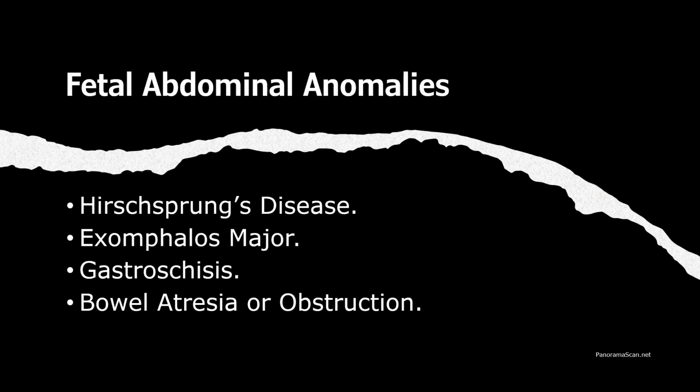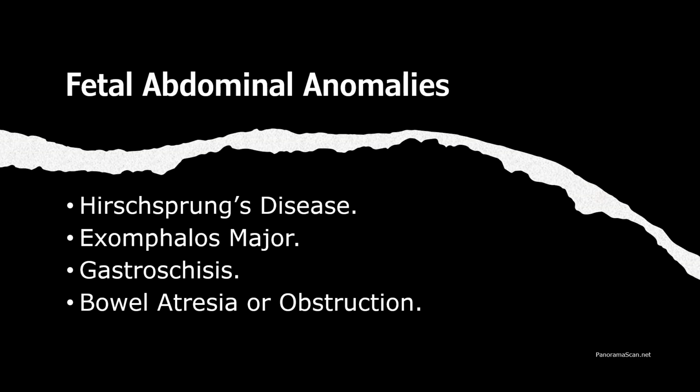Moving on to fetal abdominal anomalies, which include several critical conditions that can affect the development of the fetus. We will begin by discussing Hirschsprung's disease, which is a condition that involves the absence of nerve cells in part of the colon, leading to bowel dysfunction.